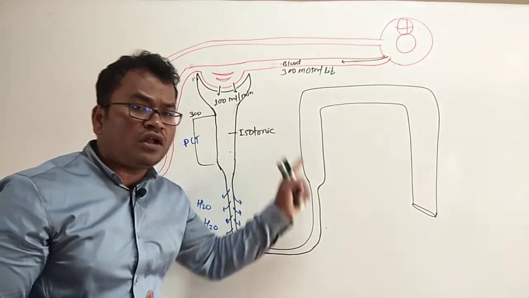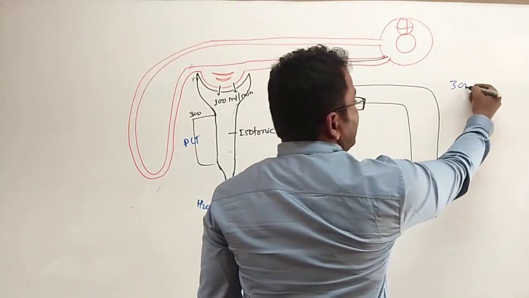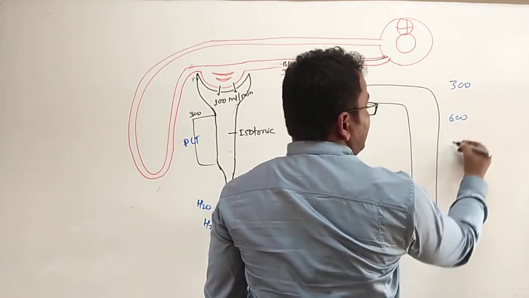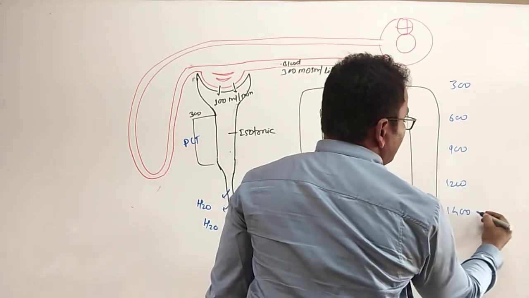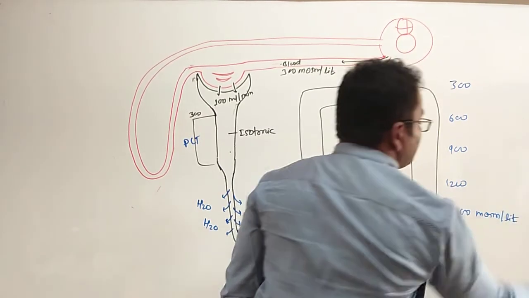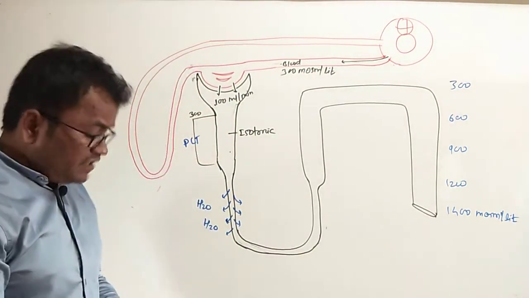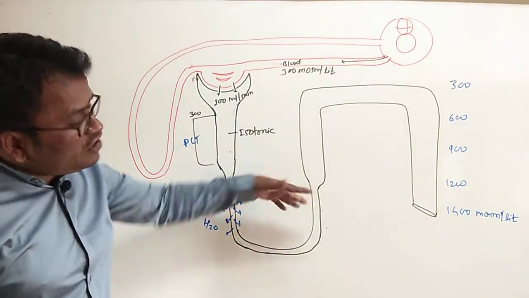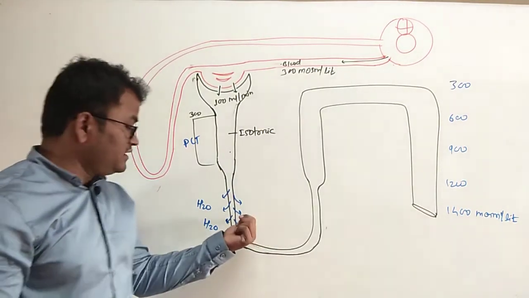From cortex to medulla, osmolarity is increased. Let's see, here is osmolarity 300, here 600, 900, 1200 and 1400 milliosmol per liter. This is the osmolarity. It means from cortex to the medulla, osmolarity is increased. In this medulla, osmolarity is high.